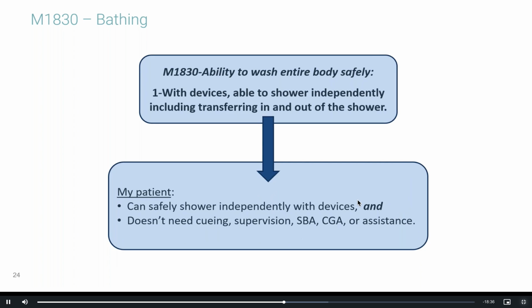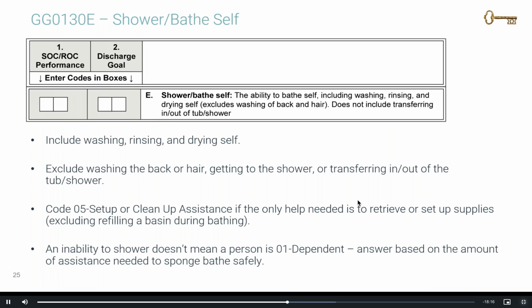Now, moving up to response 1, I've now got that person where I am saying, hey, this person is so darn independent that as long as they have a device of some kind, they're totally safe to do their bathing in the shower or the tub. They don't need me in the home. They don't need any help whatsoever from me. And then a 0, of course, is saying they can do all that without even having a device.